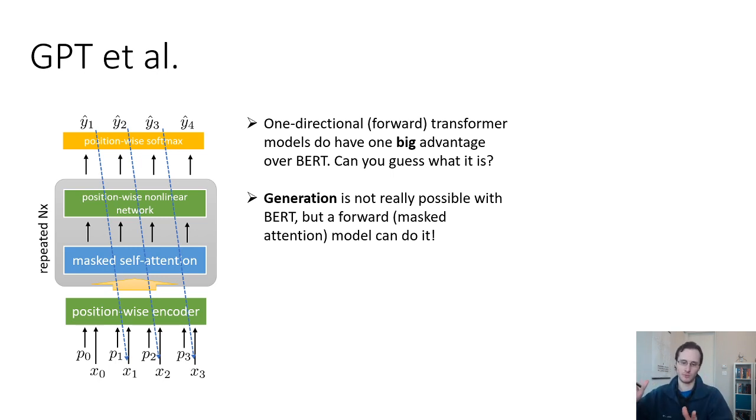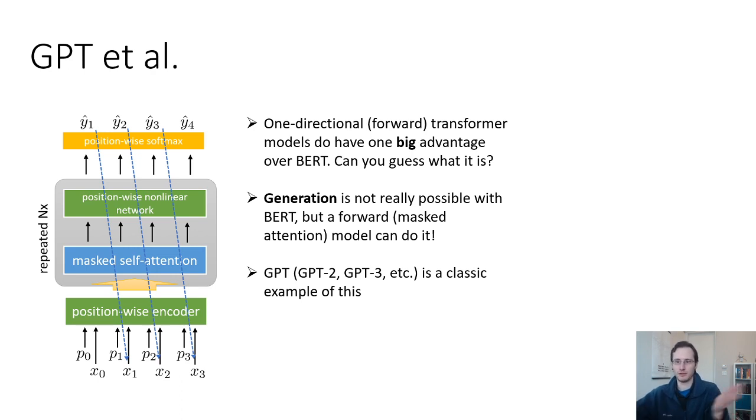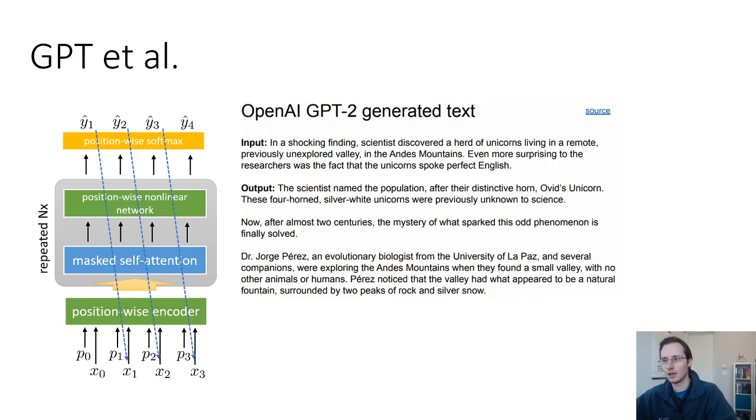So BERT is not really very good for generation, but a forward model like GPT, by the way, is basically just the decoder of a transformer without cross-attention and with more layers. So there's nothing new about it. It's exactly the transformer, but without the encoder and without cross-attention. Classic examples of these forward transformer models are GPT, GPT-2, and GPT-3. They don't really do anything particularly novel. They just have more layers, basically. But they can actually generate very nice text.